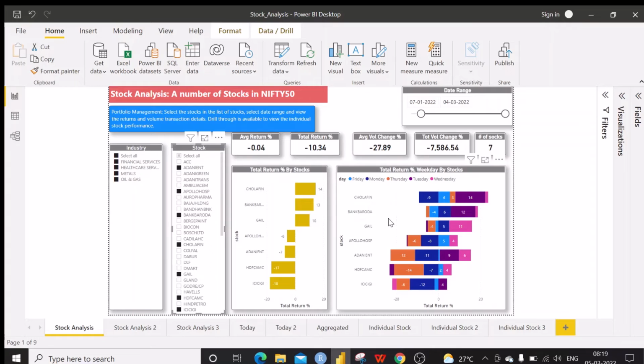So what kind of information can we derive from this chart? If a trader is selling his shares, then he can choose Tuesday. It is just a suggestion, just guidance, not a permanent one. If he wants to sell his shares, the best day for Chola Finance would be Tuesday. If he wants to buy the shares, the best day would be Monday for Chola Finance. So that kind of information they can get while trading.